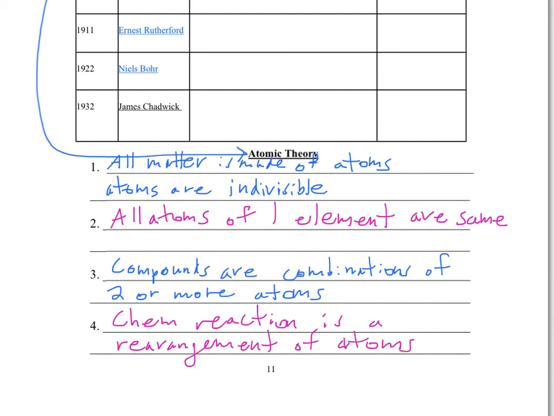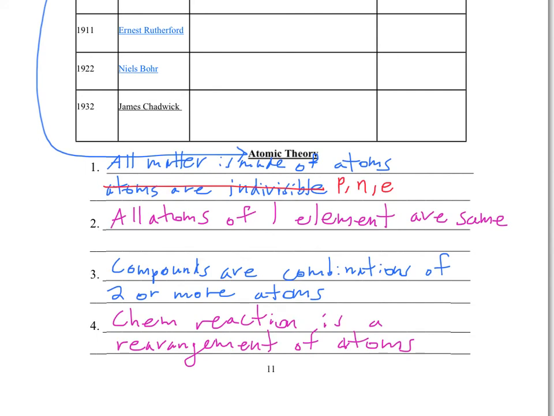Considering the fact that he came up with these 4 postulates based only on theories without actually being able to see an atom, it's very impressive that there are only 2 mistakes in this list of postulates. The first mistake is that atoms are indivisible. Atoms are made up of protons, neutrons, and electrons. He, of course, did not know that.